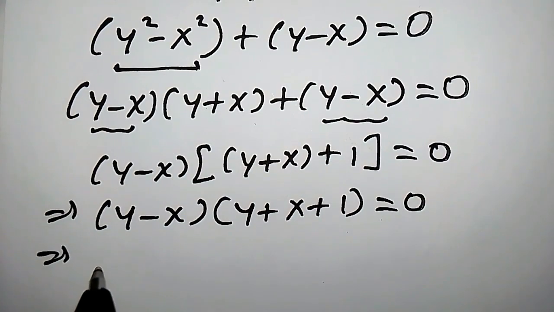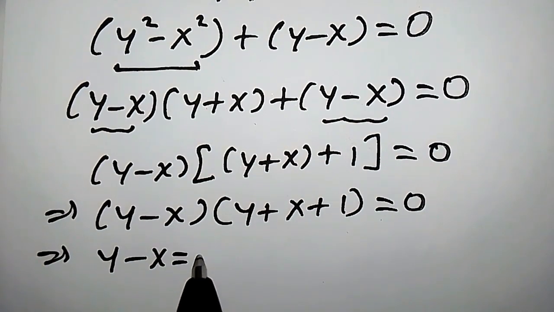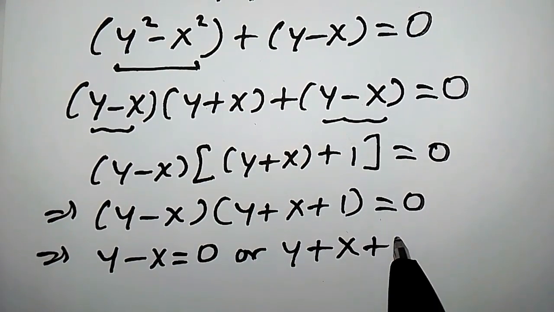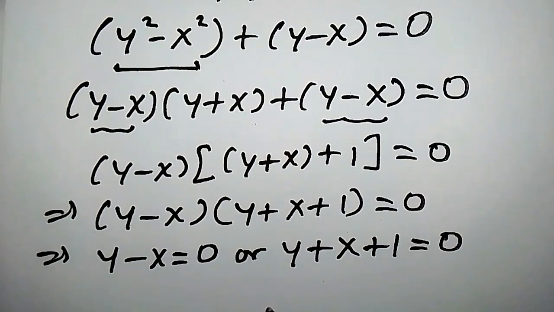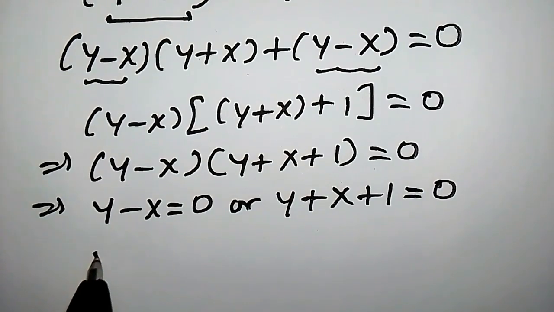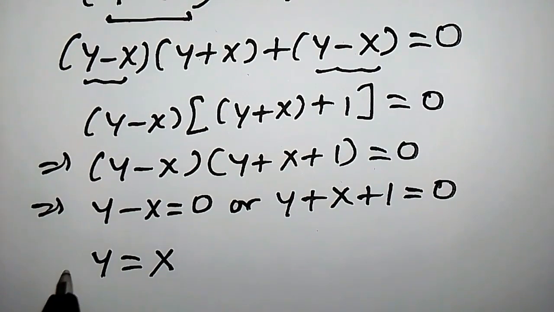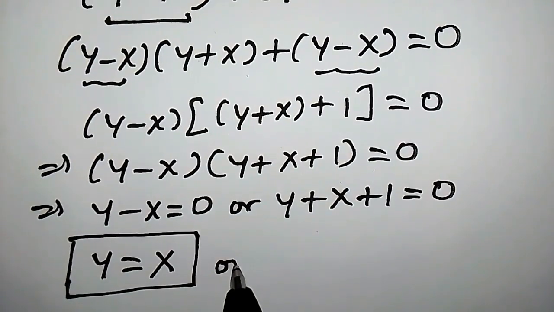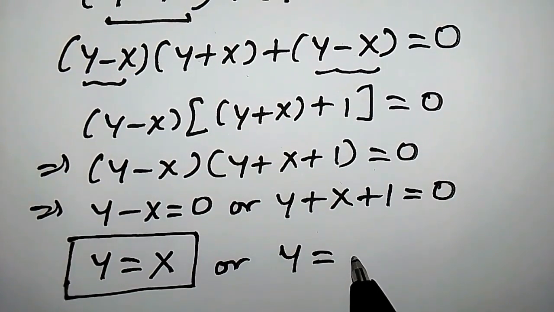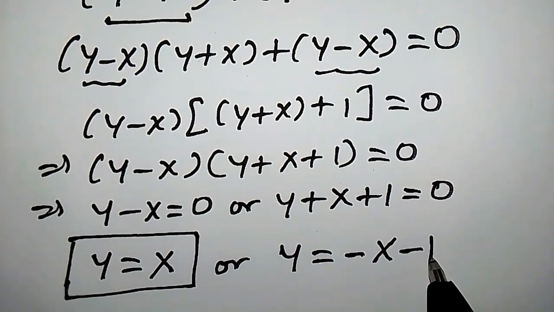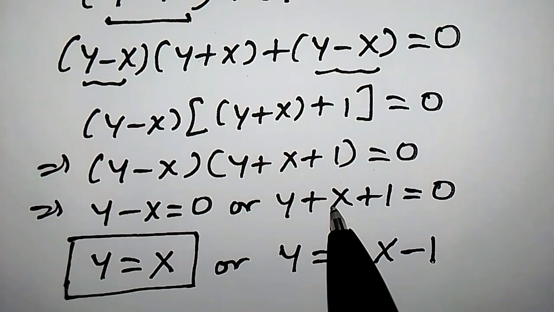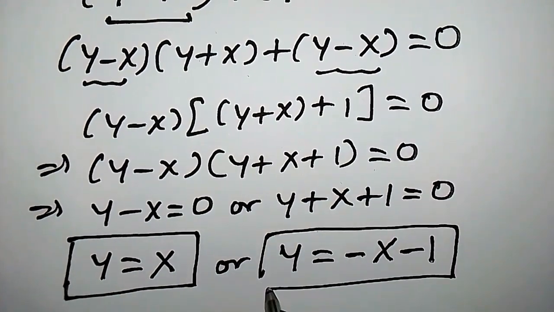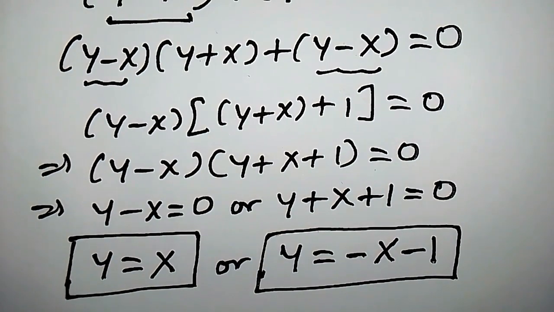This implies that y minus x times y plus x plus 1 is equal to 0. This also means that y minus x is equal to 0 or y plus x plus 1 is equal to 0. From this line, y is equal to x. Take note of this, it is very important. Or y is equal to minus x minus 1, by transferring x and 1 to the right hand side. Take note of this also. We will use it later.